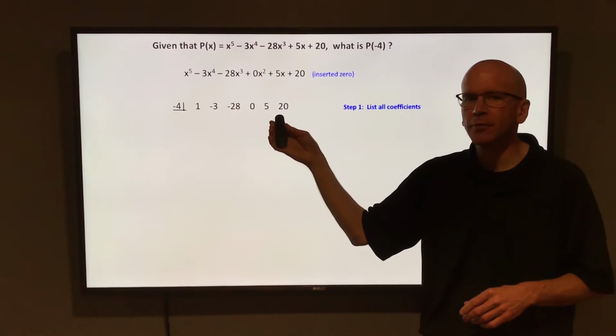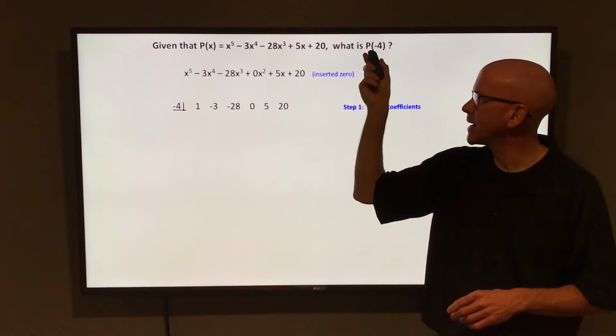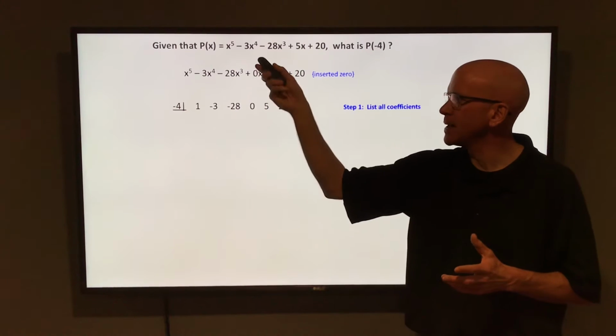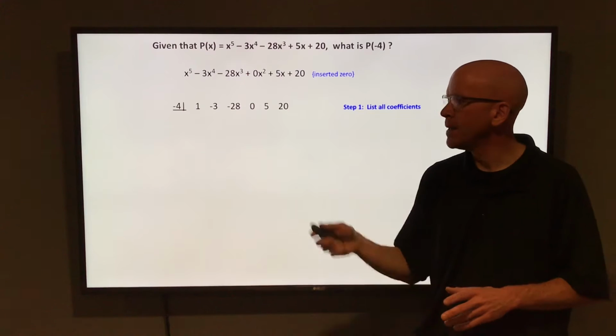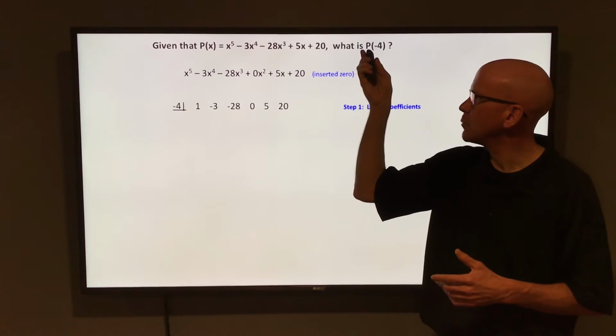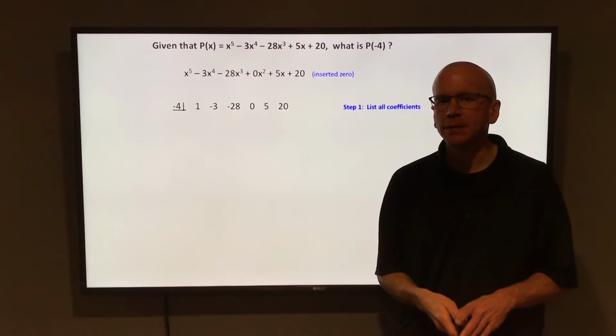So list those coefficients. And you're substituting negative 4 in for x, so negative 4 goes in the box. It's just like if you were dividing this polynomial by x plus 4, this remainder, this number on the end, is the same as what you get when you substitute negative 4 in for x.